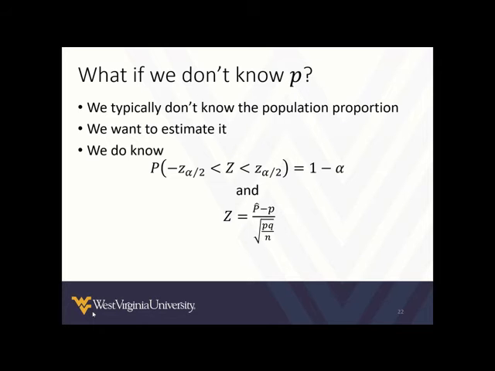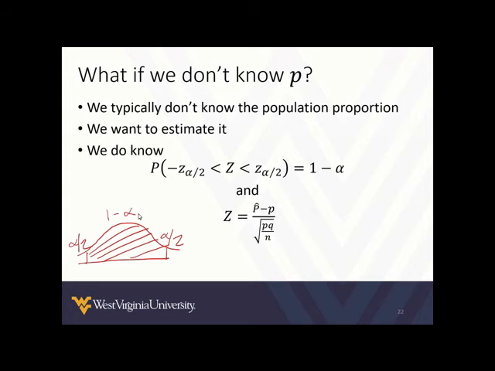And so setting up just like before, we do know that the probability of negative z alpha over 2 is less than z, which is less than z alpha over 2, which is equal to 1 minus alpha. And then remind you, what is 1 minus alpha? Well, on each of the tails, we have alpha over 2, and in the center, where we have our confidence interval, is the area of 1 minus alpha.